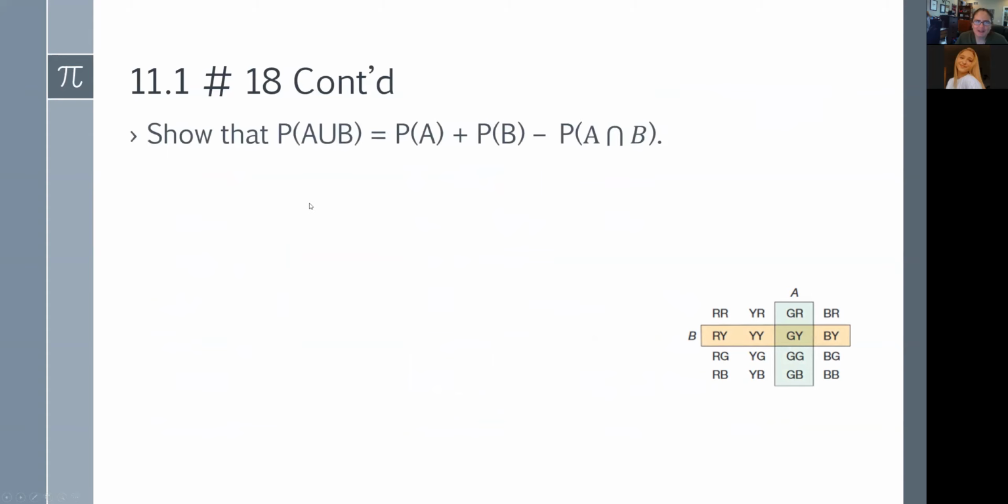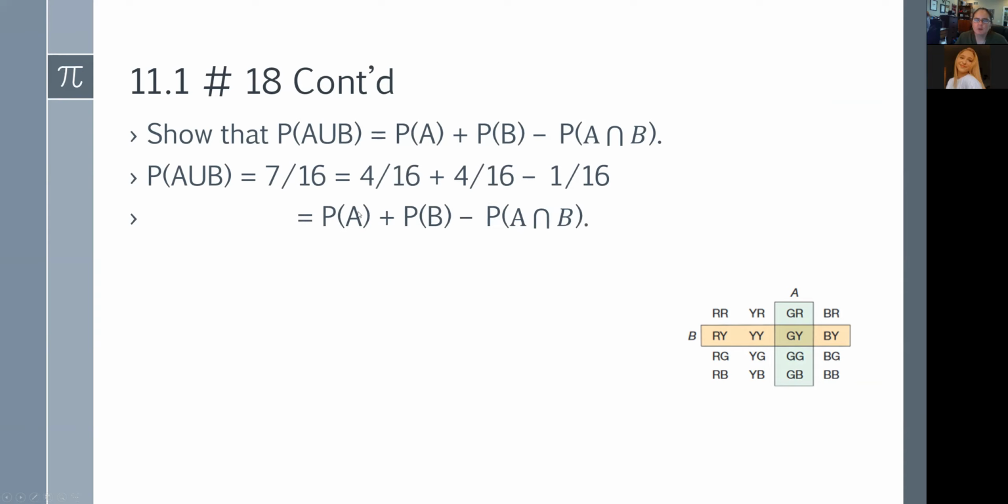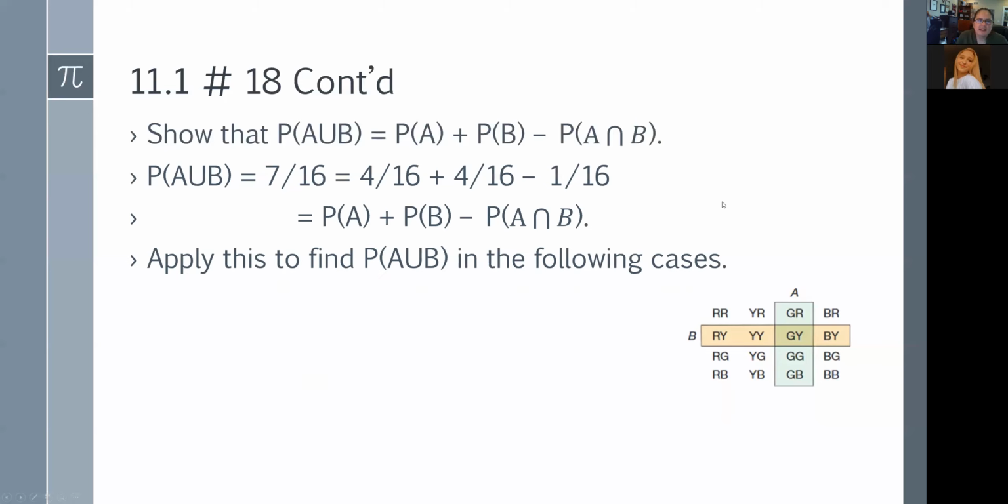So this problem continues. It says, next, we need to show that the probability of A union B is equal to the probability of A plus the probability of B minus the probability of that intersection. And the probability of A union B, we found, was 7/16, and that is equal to 4/16 plus 4/16 minus 1/16. So it is equal to the probability of A plus the probability of B minus the probability of their intersection. And it says, apply this to find the probability of A union B in the following cases.